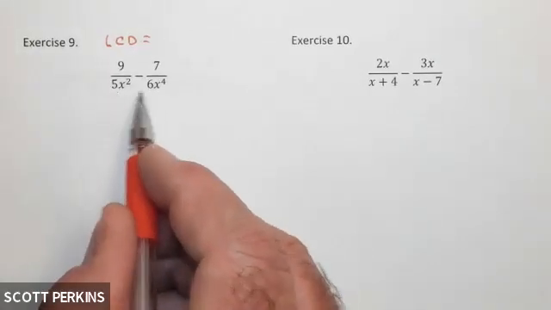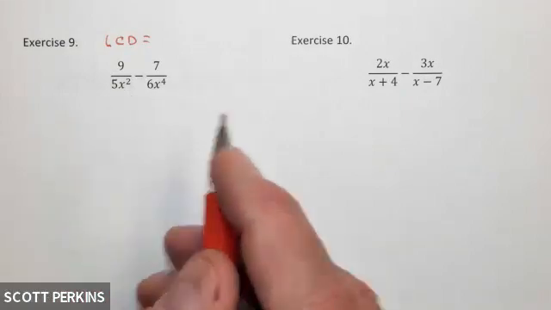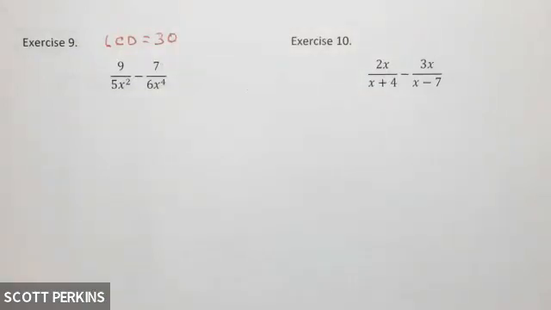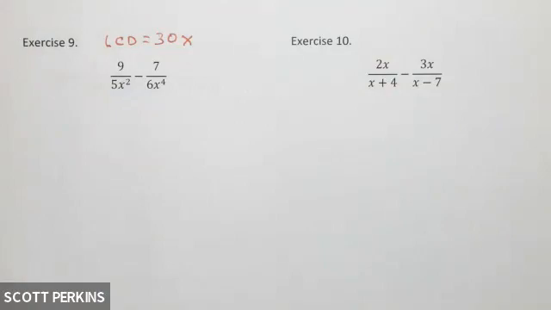All right, so I have 5x squared, I have 6x to the 4th. They're both monomials. So firstly, what is the common factor of the coefficients? Yep, 5 and 6, the common factor is 30. Fantastic. And then the other factor I have is x's. And how many x's do I need? You need 4. You always take the highest power. Great. Now take that common denominator and subtract those fractions, please.